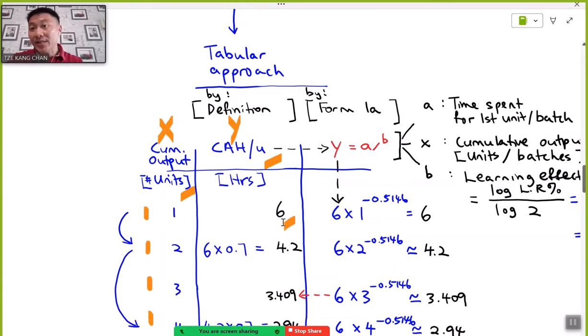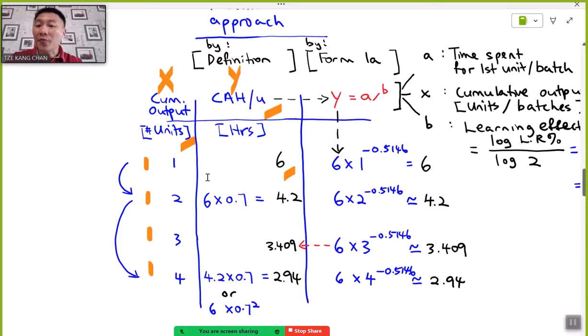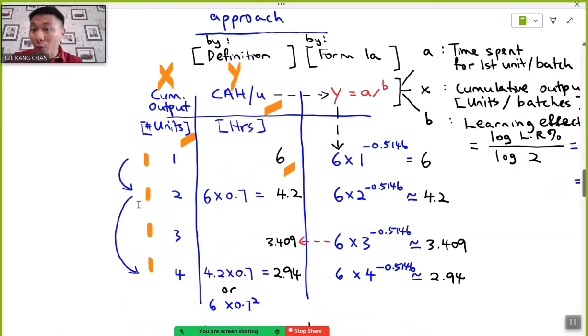With the 6 hours, when, by definition, output gets doubled, the cumulative average hours will be 70% of the previous one. The following calculation goes by definition. That is where the approach is named. Of course, the double of 2 will become 4. When output is doubled to become 4, the average time spent per unit will again be 70% of the previous reading, which is 4.2 multiplied by 0.7.